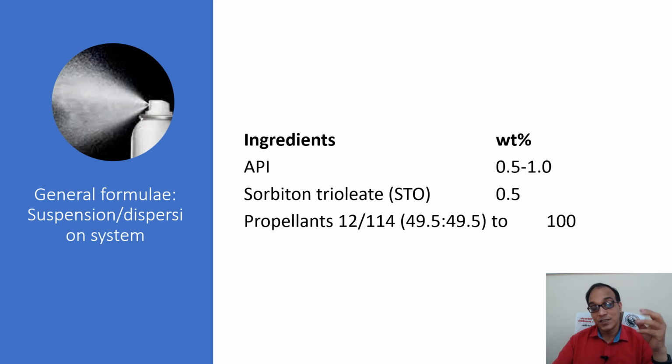Another example of this category, the general formula we are giving: please see that API is 0.5 to 1%. See, the amount is less. Sorbitan trioleate STO 0.5% and propellant 12 and 114 in the ratio of 49.5 to 49.5, to 100%. Okay.